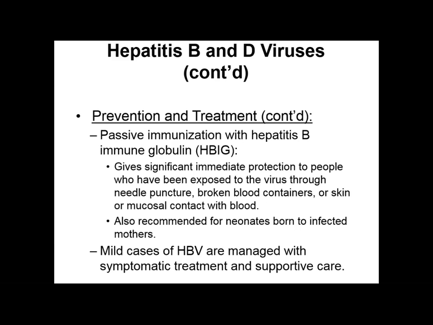We can also have passive immunization for the hepatitis B virus. Passive immunization is going to be based on the hepatitis B immunoglobulin, HBIG. This treatment is going to give immediate protection for someone who's been exposed but may not potentially be immune to the virus, or may not have an active or current vaccination regimen. It's also going to be recommended for neonates that have been born to someone who is infected. So if mom has been infected, that newborn baby should also receive the passive immunoglobulin treatment for hepatitis B.